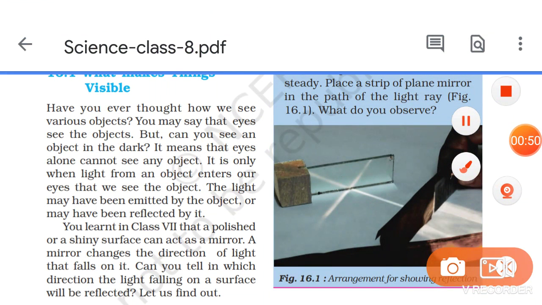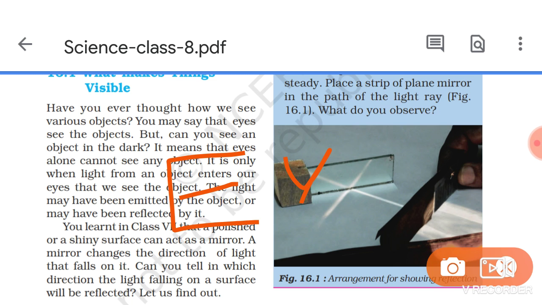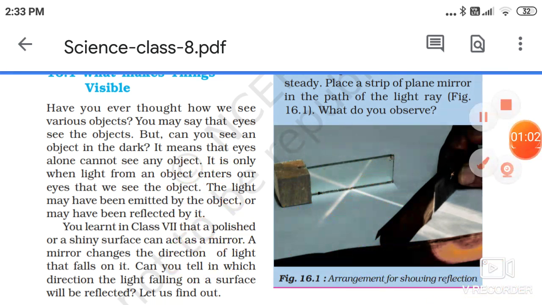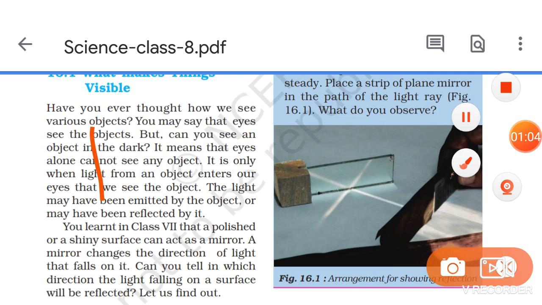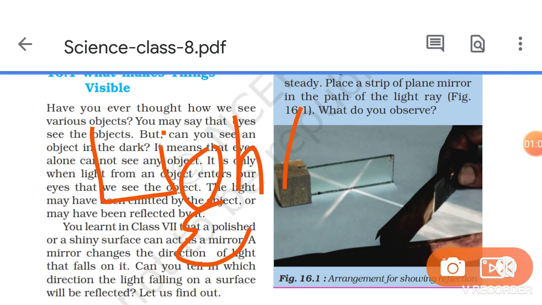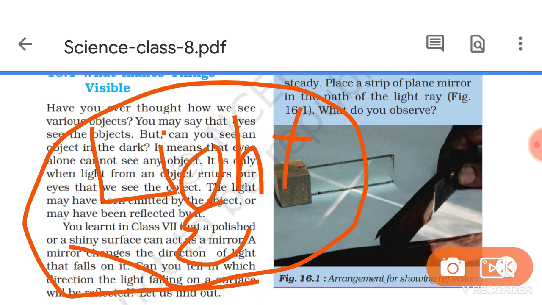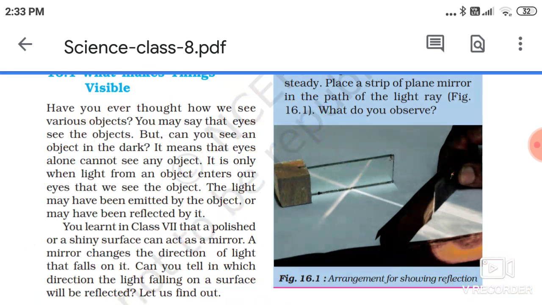I think the main answer of this will be "eyes." 90% of the students will tell this answer, but they are wrong. Light makes things visible. Now, some students will say, how? I will tell this later.